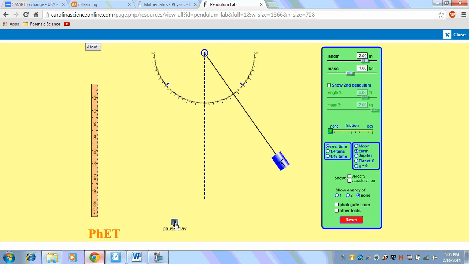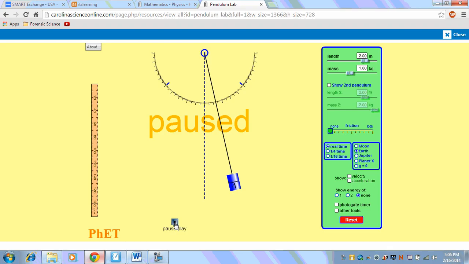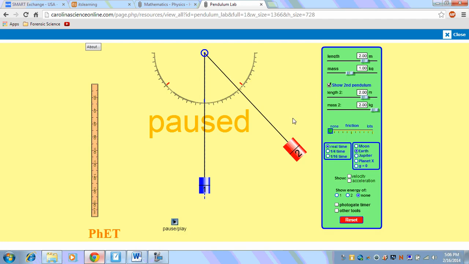Okay, so what we're going to do is pause this, just like that, and bring it back to center, just like that. I hope that you wrote down as many observations as you could. The next thing we're going to do is add a second pendulum to the mix. So we're going to say that it hangs at the same length, so the length hasn't changed, but we're going to increase the mass to 2 kilograms. That's twice the mass of the first pendulum.